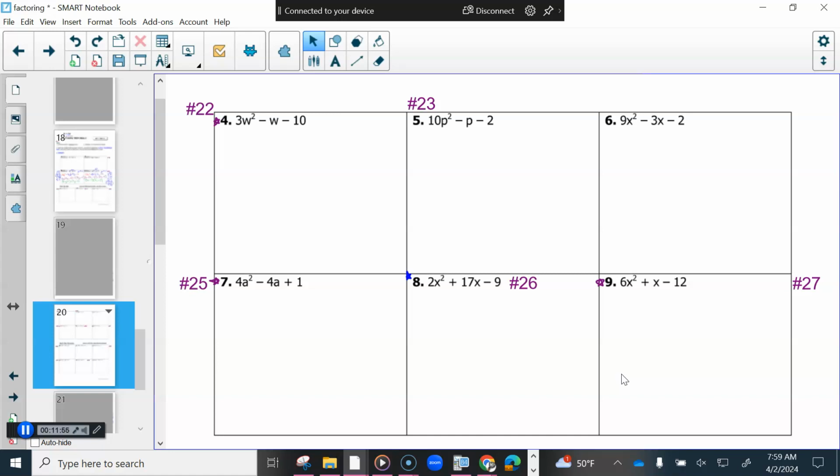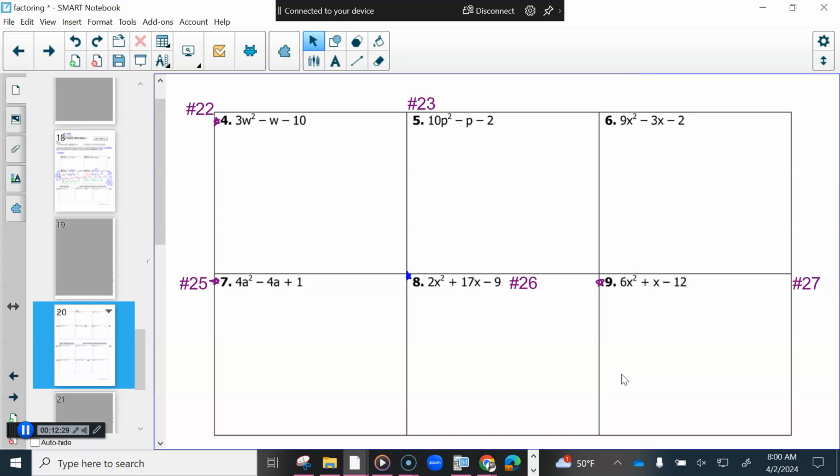Okay, so let's rework this one. If we look for GCF, it was 1. When we multiplied those, we got negative 30. And then factors of negative 30: 1 and 30, 2 and 15, 3 and 10, 5 and 6. Of those factors, which ones add to be negative 1? This pair, if the 6 is negative.